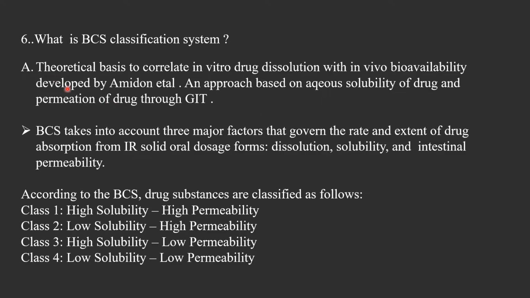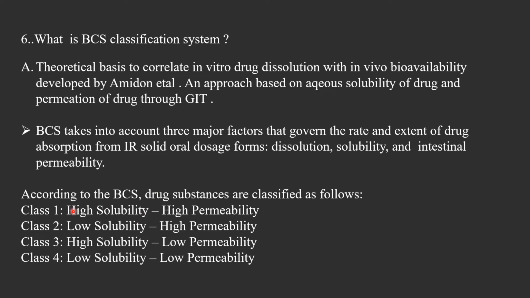Another important thing, the BCS classification was based on Fick's first law, J is equal to P into C. In the equation, J means flux, C is the concentration, and P is the permeability. So the BCS takes into account the three major factors, that is the rate and extent of drug absorption from an immediate release solid oral dosage form: dissolution, solubility, and intestinal permeability.